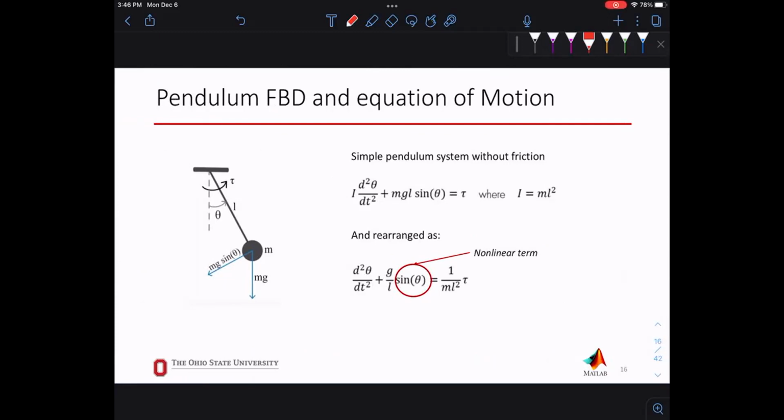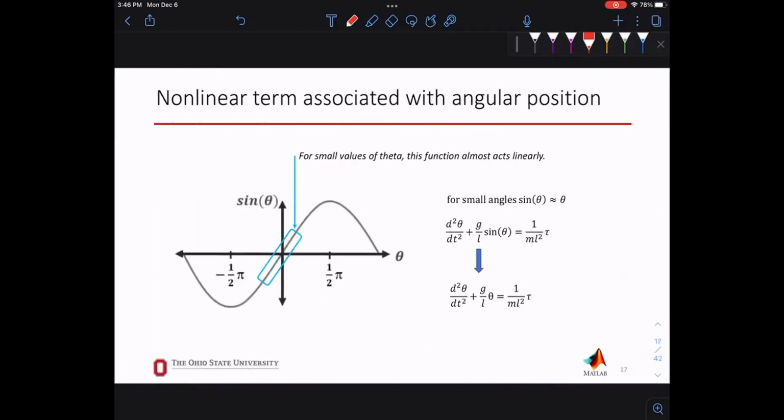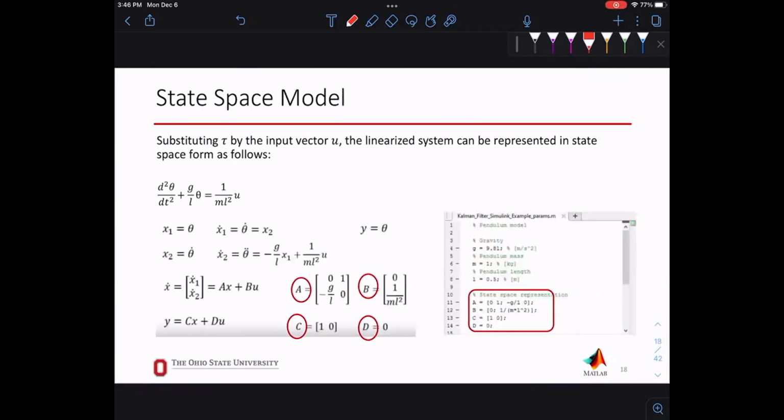So 5 degrees, with negative 5 and 5, or negative 10 and 10. I think 10 is still linearized. This becomes g over L times theta. Now this is linearized. We can use the Kalman filter for this. So we are only looking at a very small operation point. Then coding it is pretty simple from here.